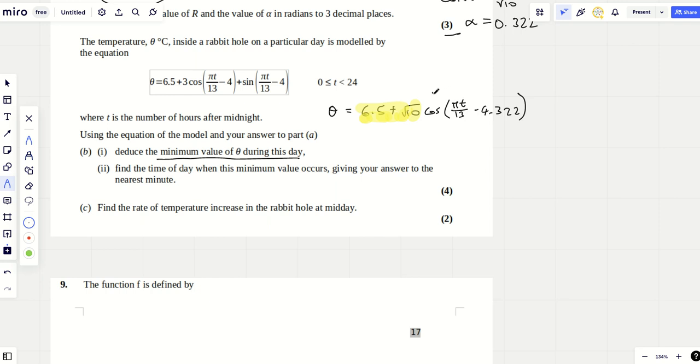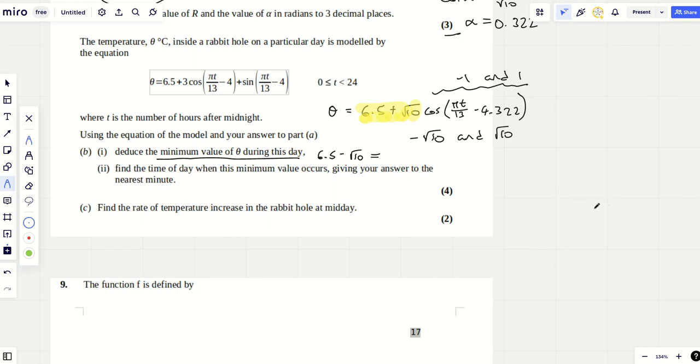Cos of stuff bounces between -1 and 1. A cos graph is always stuck between -1 and 1. So if you include it with the root 10, then it will be stuck between minus root 10 and root 10. And we're trying to find the minimum value of theta here, and so that's going to occur at 6.5 minus root 10. You can just write that down.